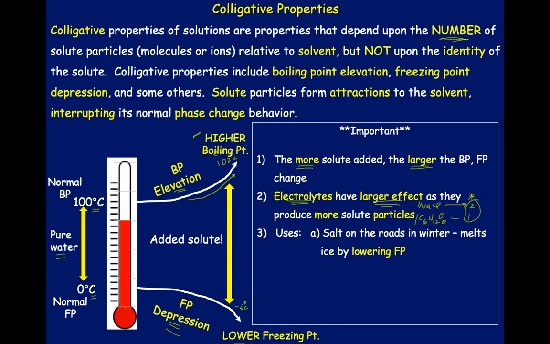Now, how do we actually use this? Well, salt on the roads in the winter: what we do is we add salt. That salt breaks into ions. It attracts to the water molecules in the ice, in the snow, and begins to melt the ice by lowering that freezing point. That freezing point is lowered.